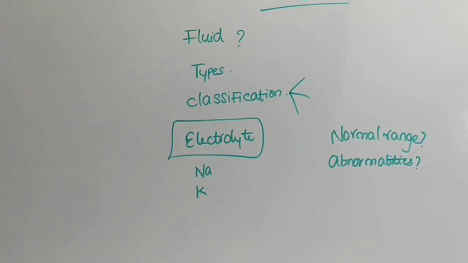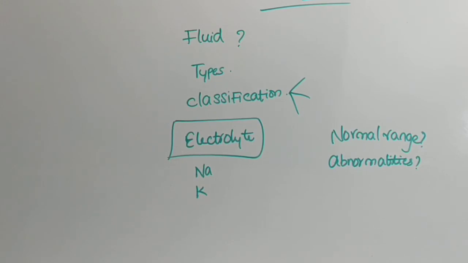Next, classification. What is the classification of these fluids? Number 1: crystalloids, colloids and special purpose solutions. This is one kind of classification. Next: maintenance fluid, replacement fluid, special purpose fluid. This is the second kind of classification. Crystalloids are in general Ringer lactate, RL, and normal saline. Colloids means albumin. Special purpose solution is also one, which is 0.25%.